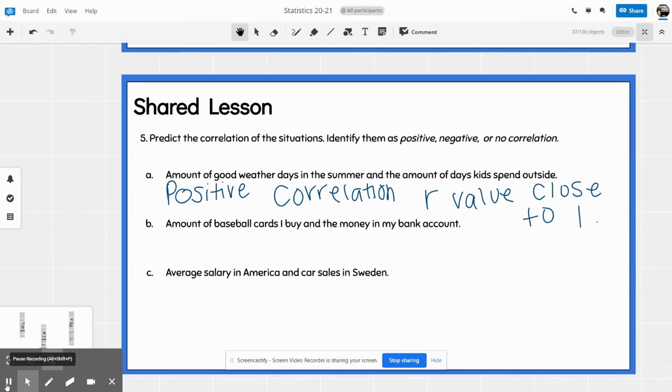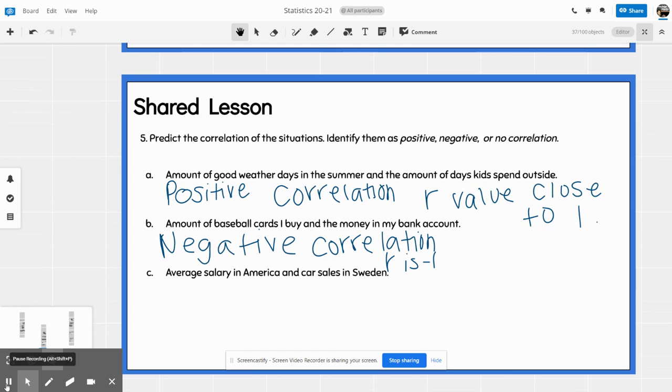The next problem we have says the amount of baseball cards I buy and the money in my bank account. If I'm buying more baseball cards, my baseball cards are increasing. The money in my bank account is probably decreasing, right? So I'm spending that money. So like those definitions we talked about at the start of the video, if one is increasing and one is decreasing, that's going to be a negative correlation. It's probably also going to be a strong correlation, since if I'm spending money, my bank account's going to decrease, right? So I would say it's close to -1, because as we're moving down, that makes our correlation coefficient negative.